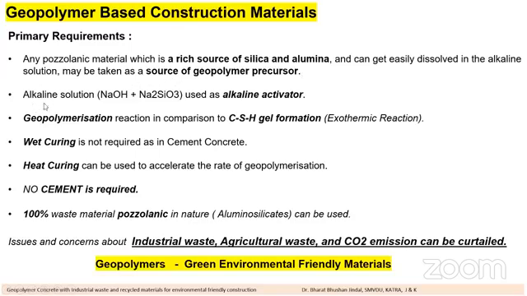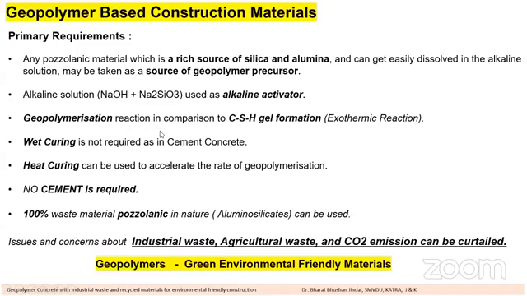Second one, we need alkaline solution. And alkaline solution may be taken from sodium hydroxide and sodium silicate or potassium hydroxide, etc. And they can be used as alkaline activator. They are of alkaline nature and they will activate the silica and alumina present in the pozzolanic material. Now, this activation process is known as geopolymerization.